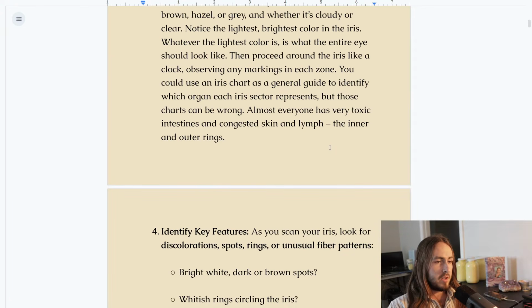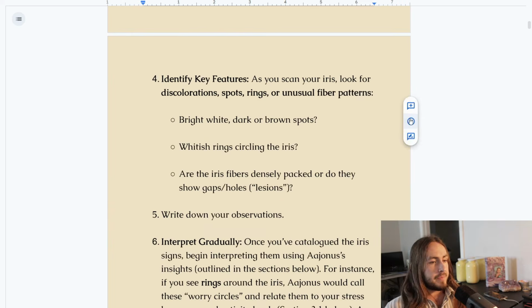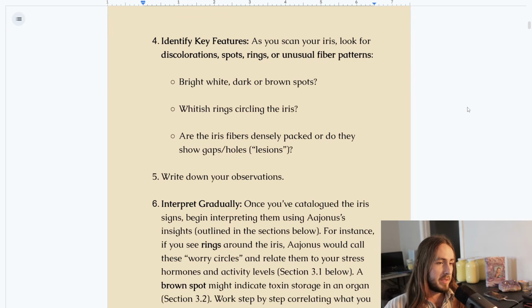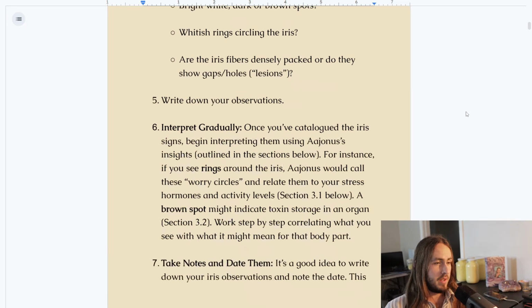You could use an iris chart as a general guide, but be careful, as these charts can be wrong. Almost everybody has very toxic intestines and a congested skin and lymphatic system, the inner and outer rings, so every iris you see is going to have that. So now pay attention for any discoloration, spots, rings, and unusual patterns. Are there white spots, dark spots, brown spots, whitish rings, fibers that are densely packed, or are they showing gaps or lesions? And write down all your observations.